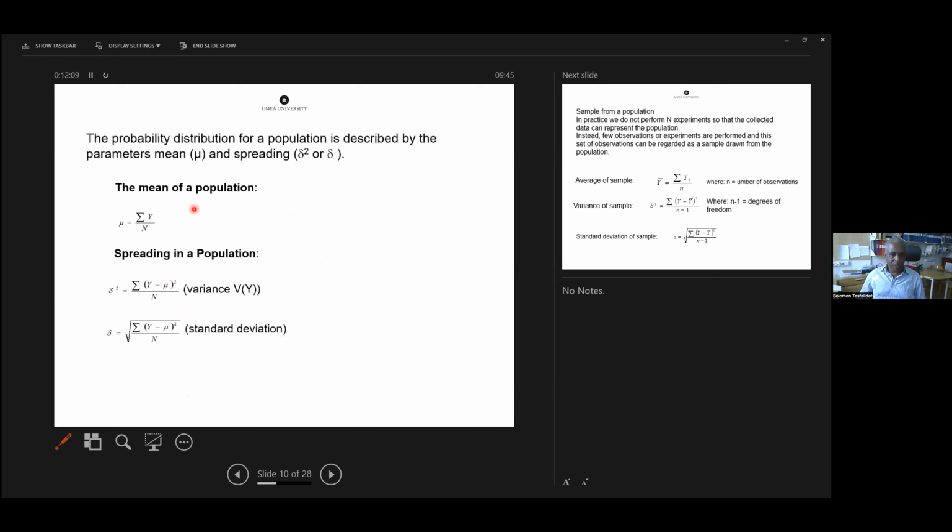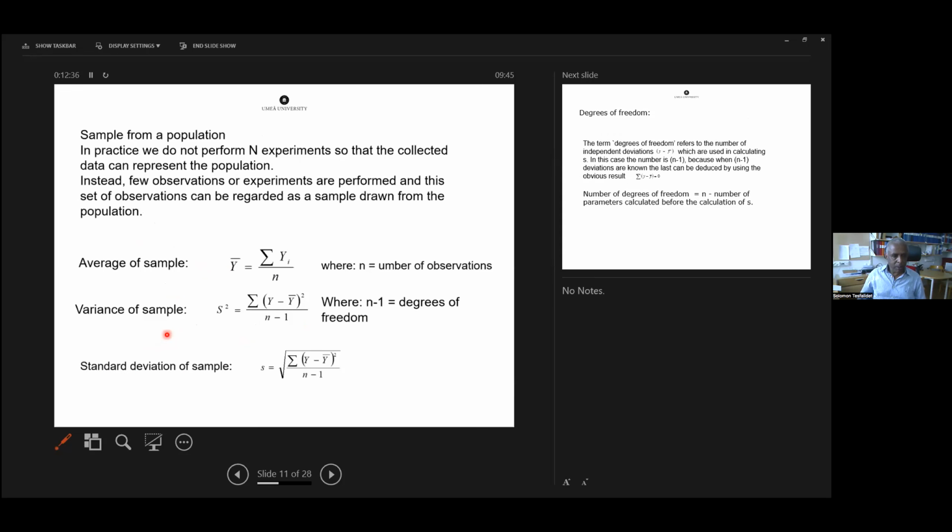And this is just what I had on the whiteboard. The mean of a population: you just add all the individual values and then divide by the number of measurements done. Then the spreading in a population, and this is what we call the standard deviation in a population. The difference between this one and for a sample is that you divide by n-1 instead of n. And that's what you will see here. So this is our formula for standard deviation calculation. And the average there.